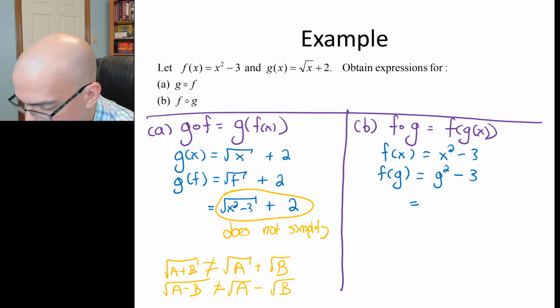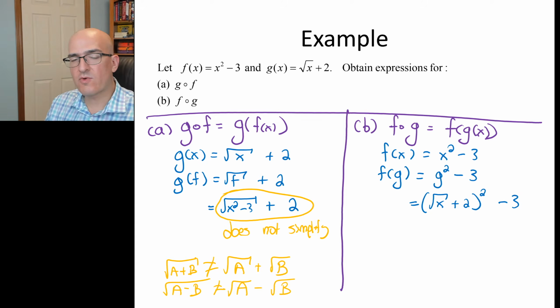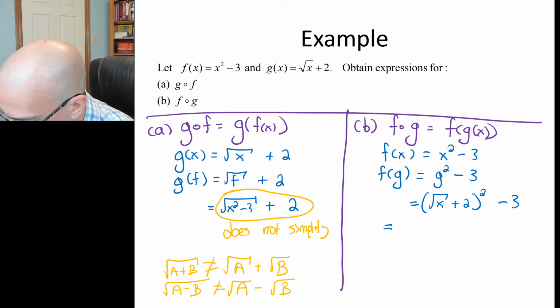Okay, now what is g? Well, g is the root of x plus 2, so I'm going to plug that in. Root of x plus 2, all squared, minus 3. This one requires some more work. We can actually FOIL out the square root of x plus 2, all squared. We can FOIL it. So root of x plus 2 times root of x plus 2, minus 3.